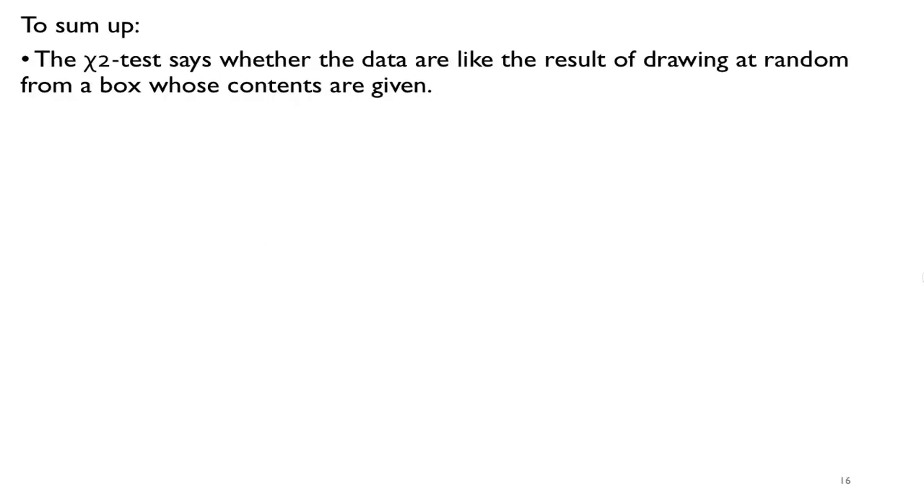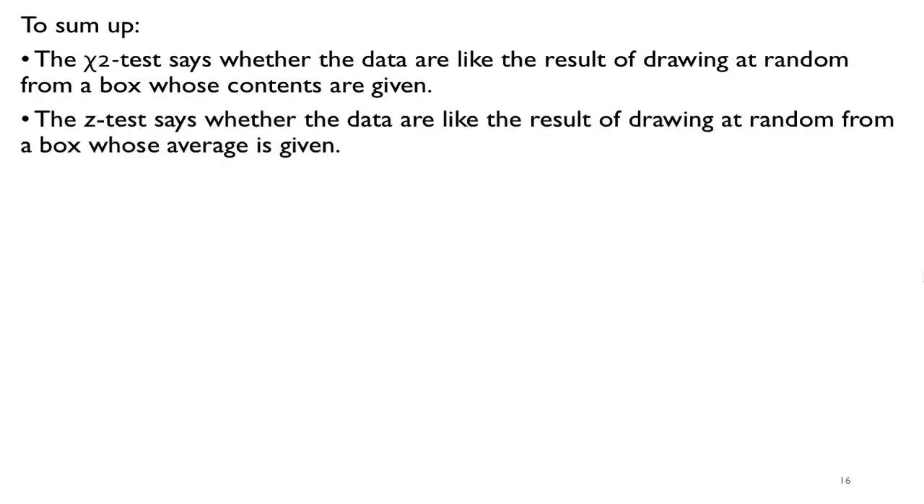So the chi-square test says whether the data is like the result of drawing at random from a box whose contents are given. The z-test says whether the data is like the result of drawing at random from a box whose average is given.